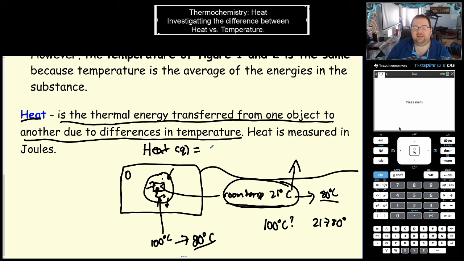Well, that's actually going to be a measurement in joules. And we're not going to go into the formula there, but the symbol for heat is Q. And let's say it took 10,000 joules to increase the temperature from 21 to 80 degrees. The symbol for joules is J. Joules is a unit of heat, whose symbol is Q.